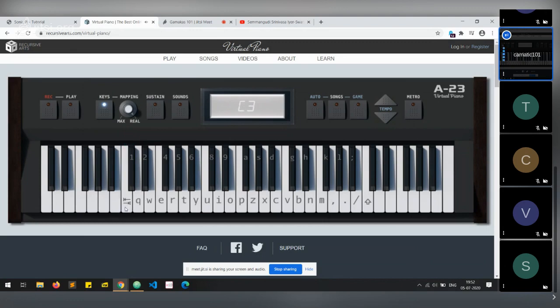So sa ga sa ga re ga ma pa da ni sa sa ni da pa ma ga re sa. It's a scale or skeleton of Varali.